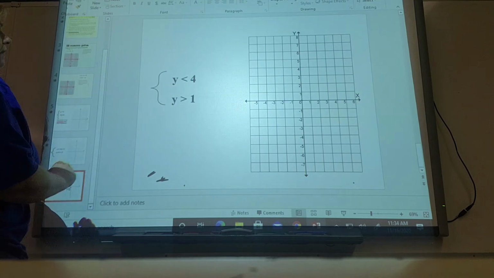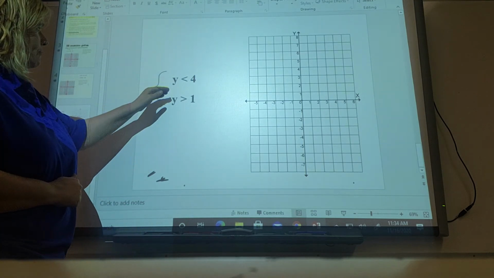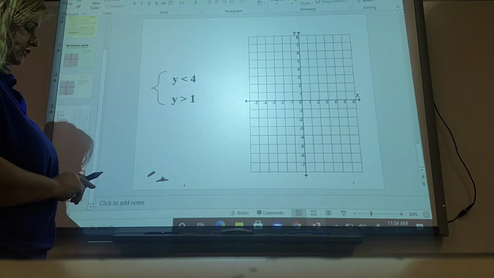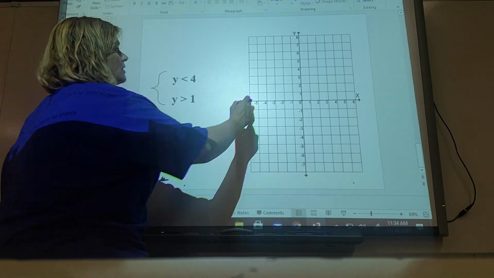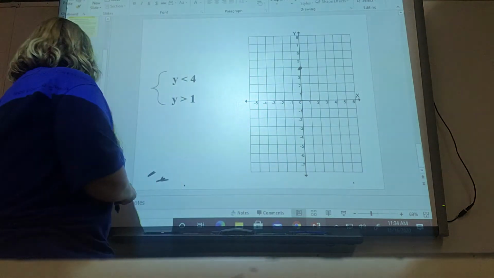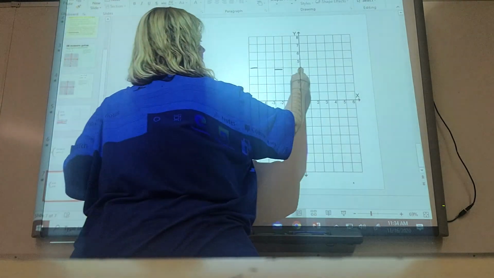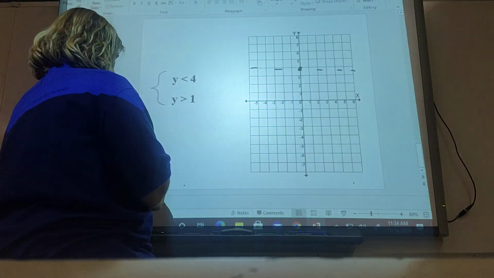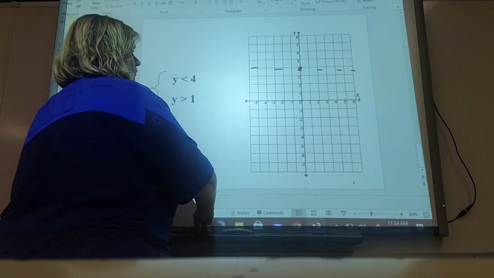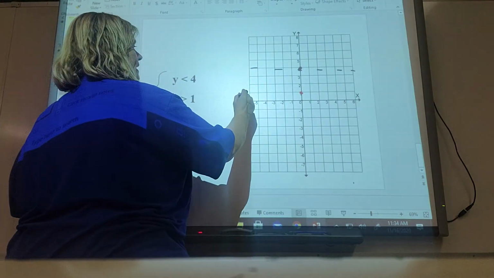One more. This is a different one. They both have y and only y. So we're going to go to 4 on y. It is a dashed line. And then we're going to go to 1 on y. It's also a dashed line.